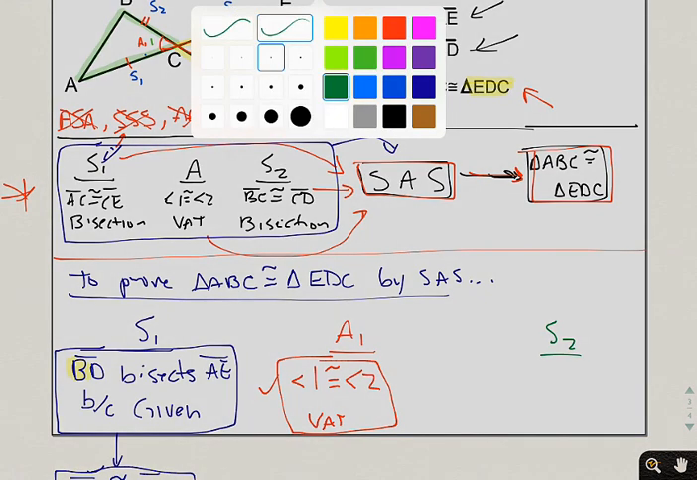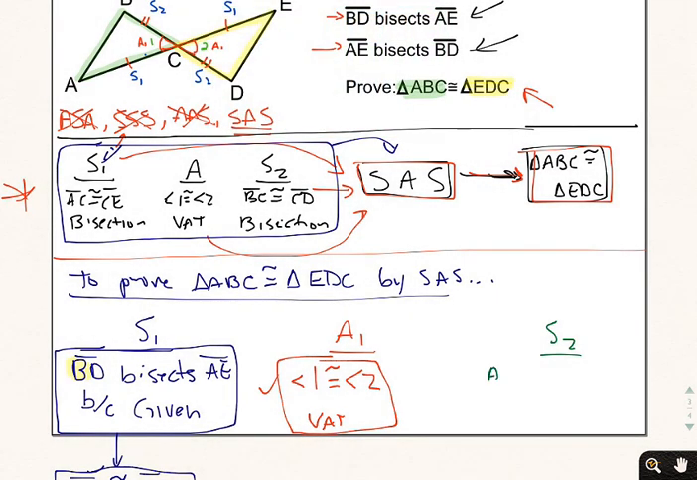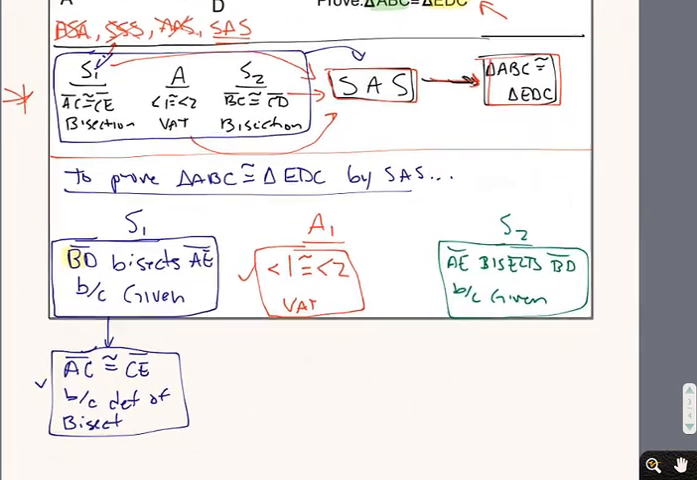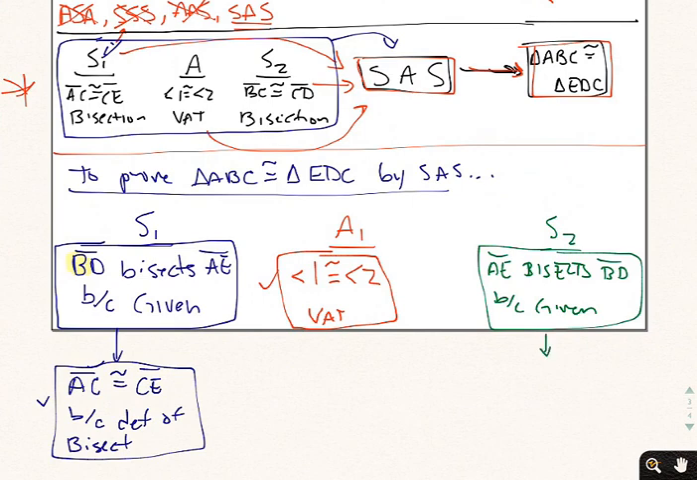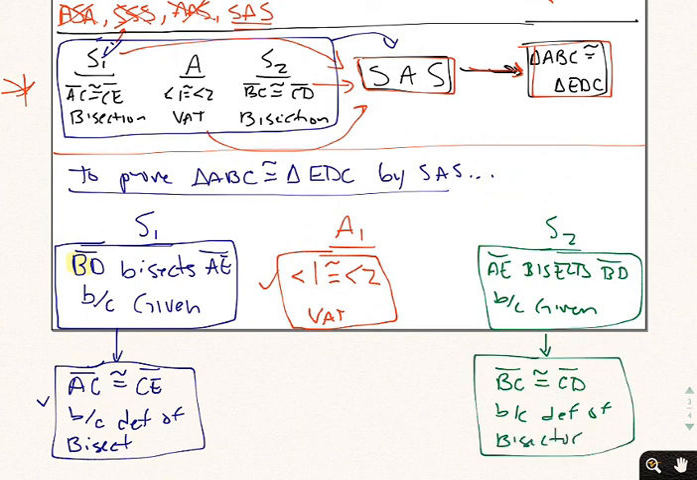Okay. I have AE bisects BD. Okay? And that's because of given. Okay. Because BD is cut in half, I can claim that BC is congruent to CD. And that's because of what it means to be actually a bisector.